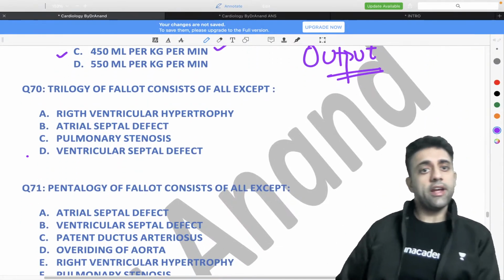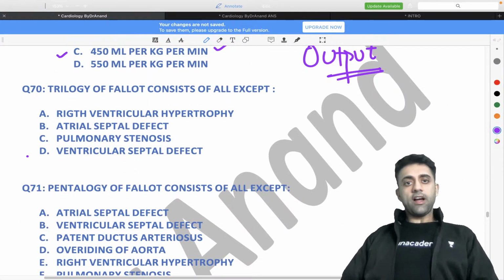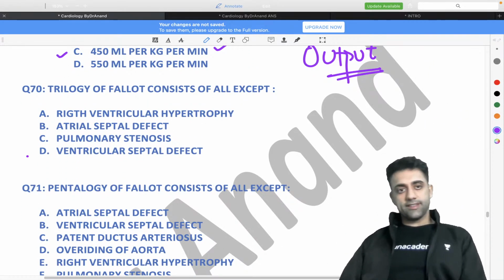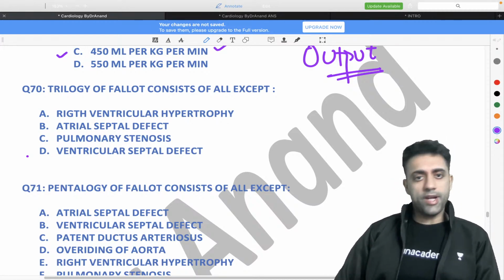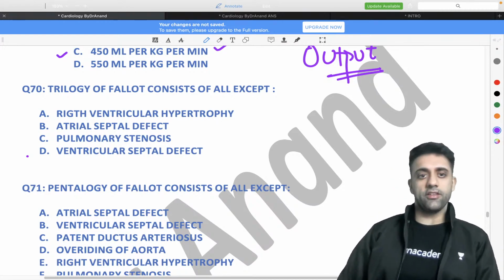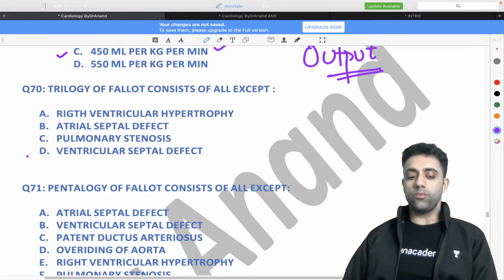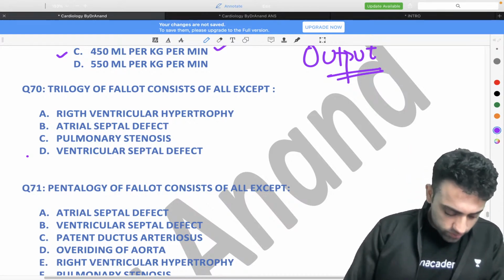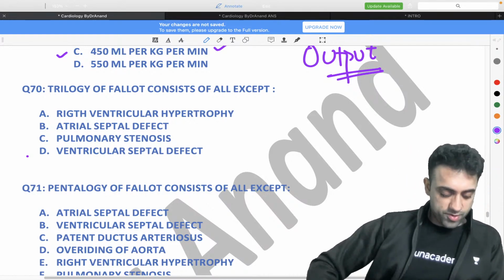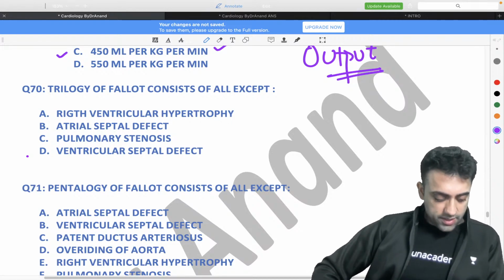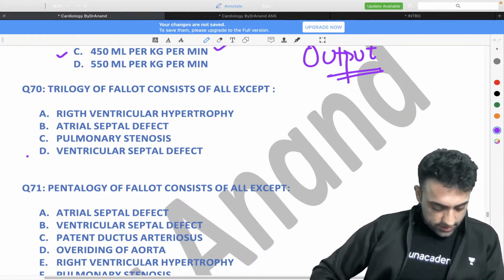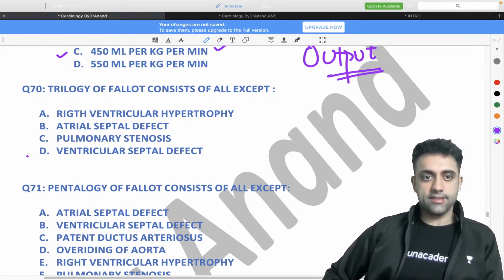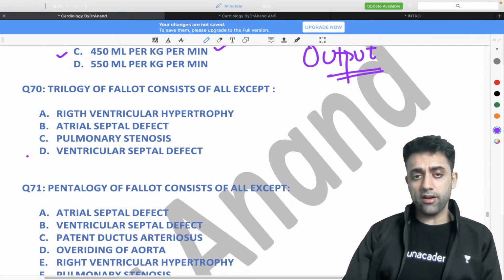Question 70. Very easy. Trilogy of Fallot. Trilogy of Fallot consists of all except. Options are right ventricular hypertrophy, atrial septal defect, pulmonary stenosis, and ventricular septal defect. What will you answer?